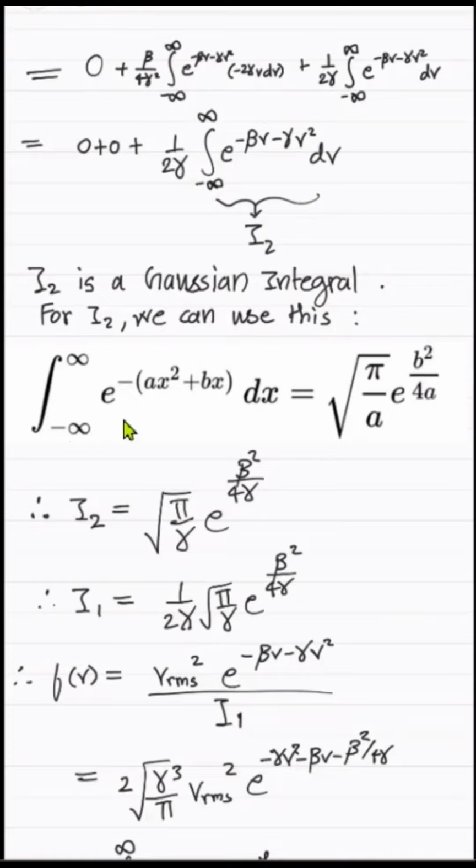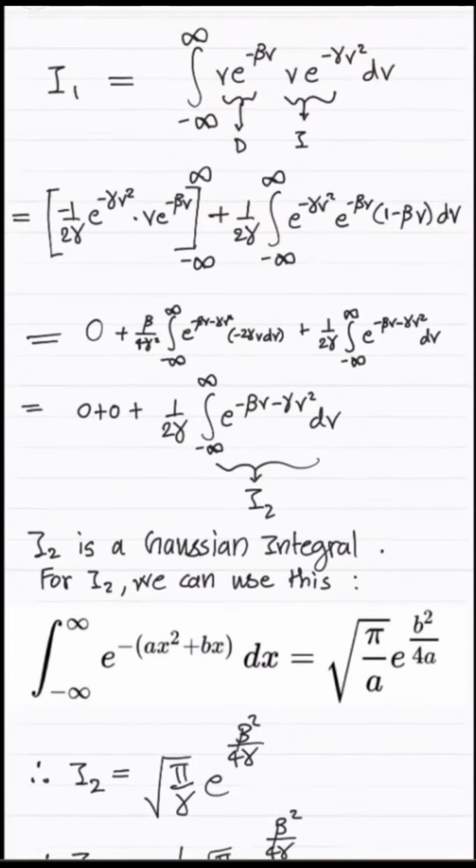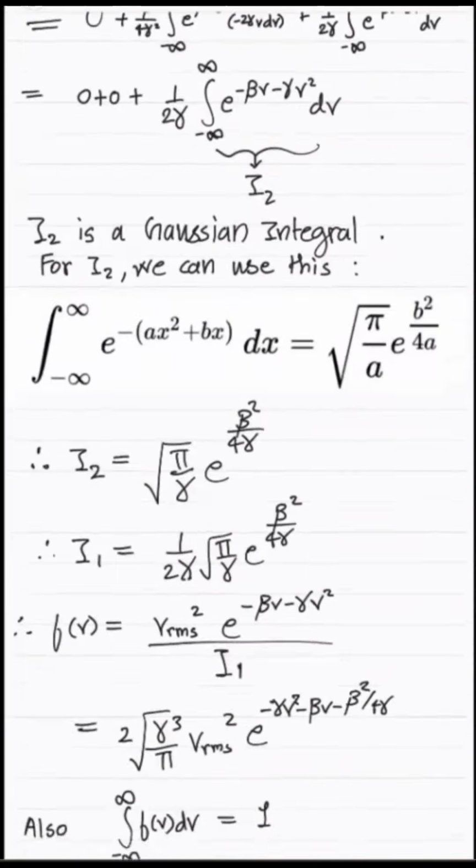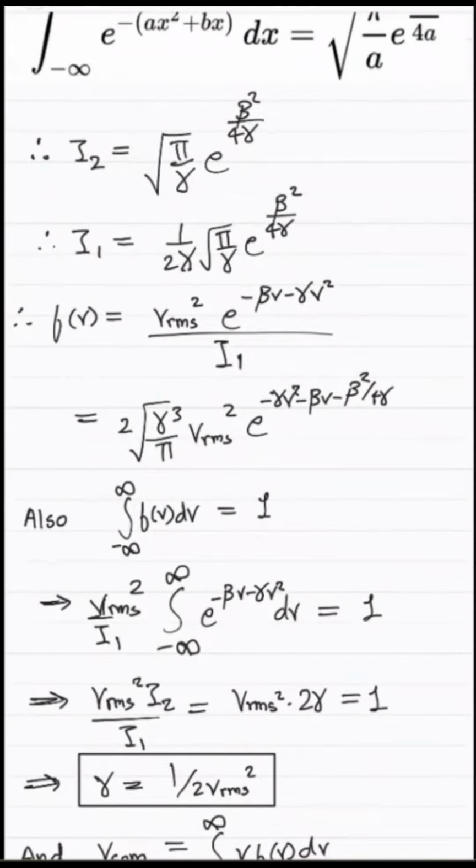So integration from negative infinity to infinity of e power negative ax squared plus bx dx is just square root of pi upon a times e power b squared upon 4a. Now applying this equation for this integral, you just get I2 equal to square root of pi upon gamma e power beta squared upon 4 gamma. So thus I1 can be written like this. Then using that you can write our f of v, which was just vrms squared e power negative beta v negative gamma v squared upon I1. That just becomes 2 square root of gamma cubed upon pi vrms squared e power negative gamma v squared negative beta v negative beta squared upon 4 gamma.